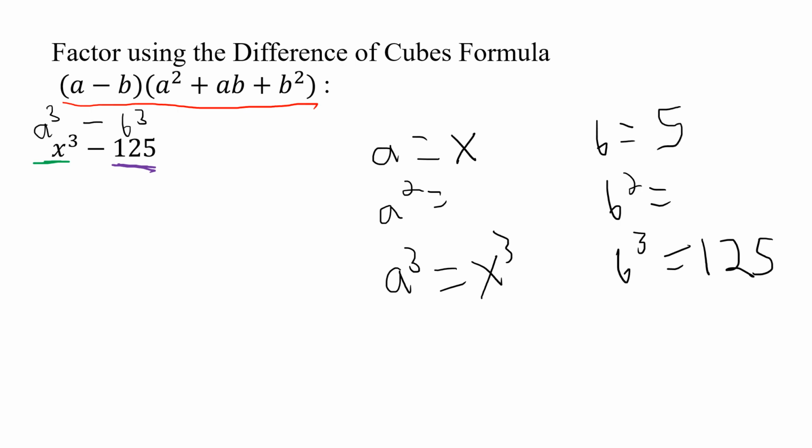Now we need to find our a squared. A squared is just a, but squared. B squared is just b, but squared. So 5 times 5, 25. Let's go ahead and plug it into our formula.